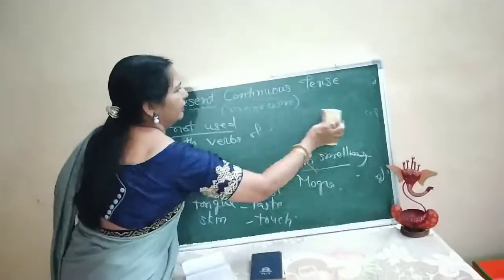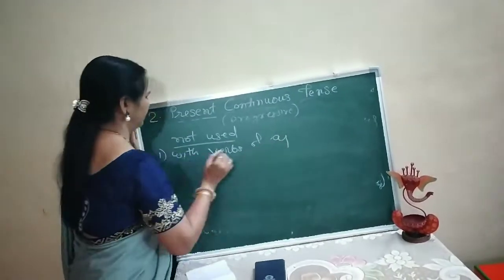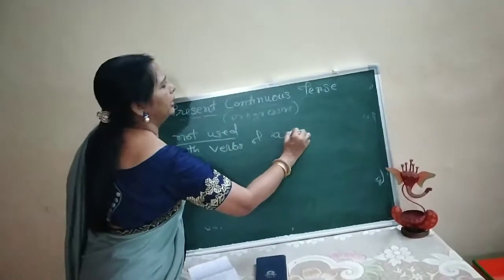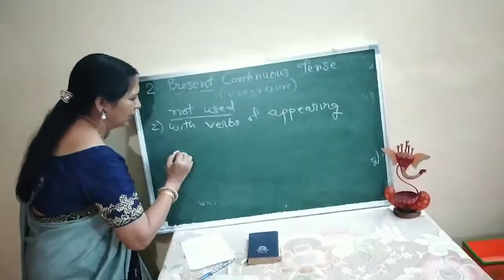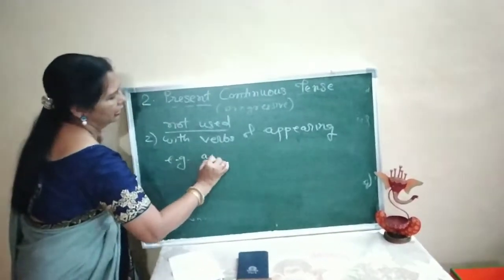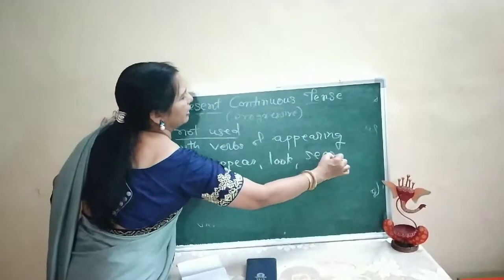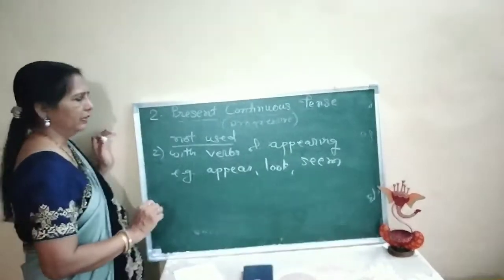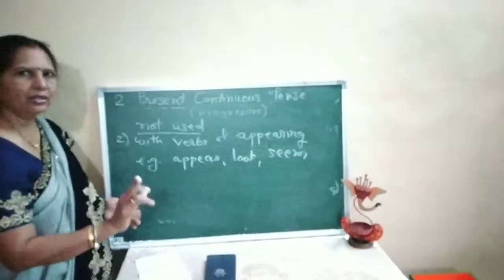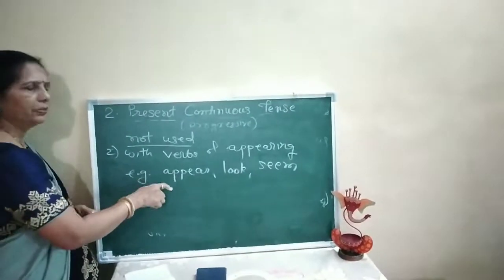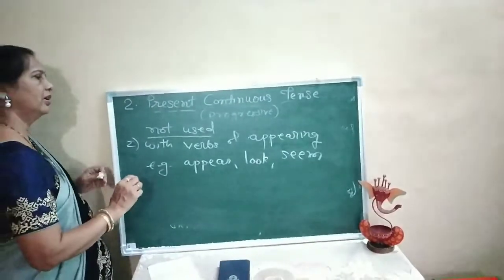Now, second, we should not use this tense with verbs of appearing. Now, what are the verbs of appearing? For example, appear, look, or seem. It is appearing that you are tired. Wrong English. I should say, it appears that you are tired. Same is the case with remaining.